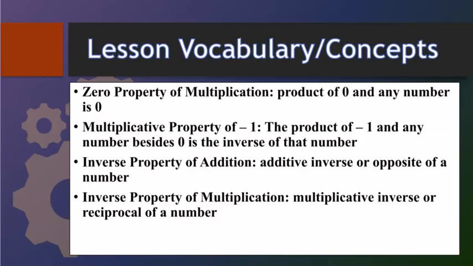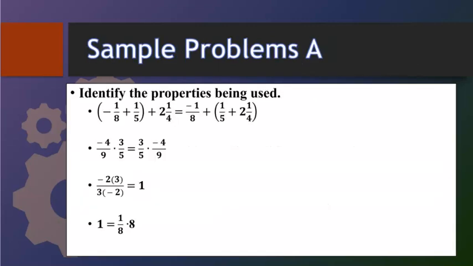So going back to the inverse property of addition, if you take a number and you add its inverse or add its opposite, it always equals 0. For the inverse property of multiplication, if you take a number and multiply it by its reciprocal, it's always going to equal a positive 1. So let's take a look at some examples.